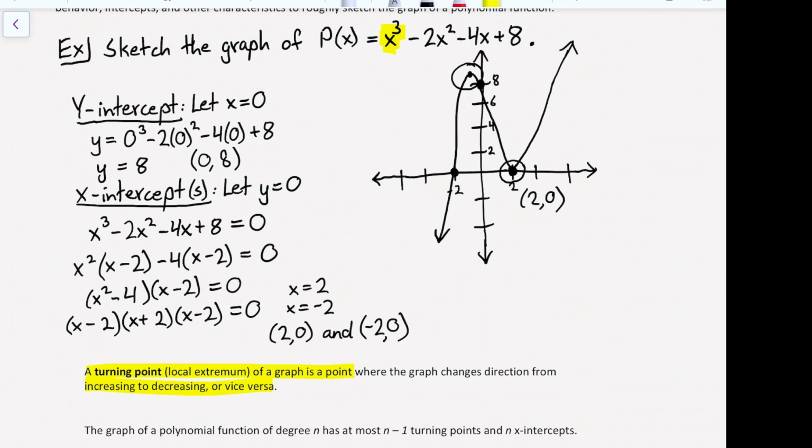And just a general observation I'd like to make here is that the graph of a polynomial function of degree n has at most n minus 1 turning points and n x-intercepts. That is not a guarantee that there will be that many. Notice that we're saying there will be at most that many. So a polynomial function of degree 3, such as the one I graphed above, will have at most 2 turning points and at most 3 x-intercepts.